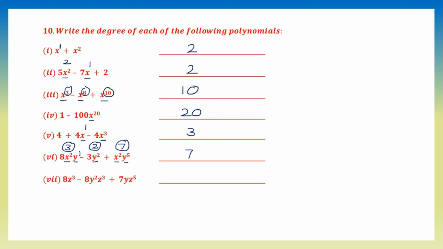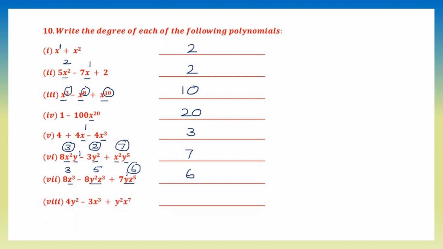Now here again we have, this has only one. Here there are two variables. Here also there are two variables. So let's see the highest power. So here it is 3. Here we have to add up the powers. 2 plus 3 is 5. Here again we have to add up. This is 1. 1 plus 5 is 6. So the highest power is 6.